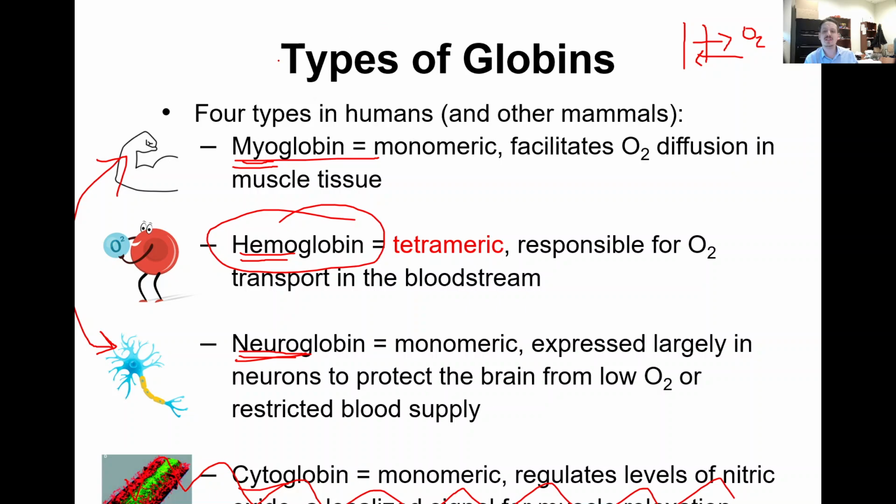One of the key things is that myoglobin is monomeric. That means that it's just one globin protein on its own. Same with neuroglobin. Hemoglobin is different in that it's tetrameric, which means that it is 4 globin proteins stuck together to make a quaternary superstructure.